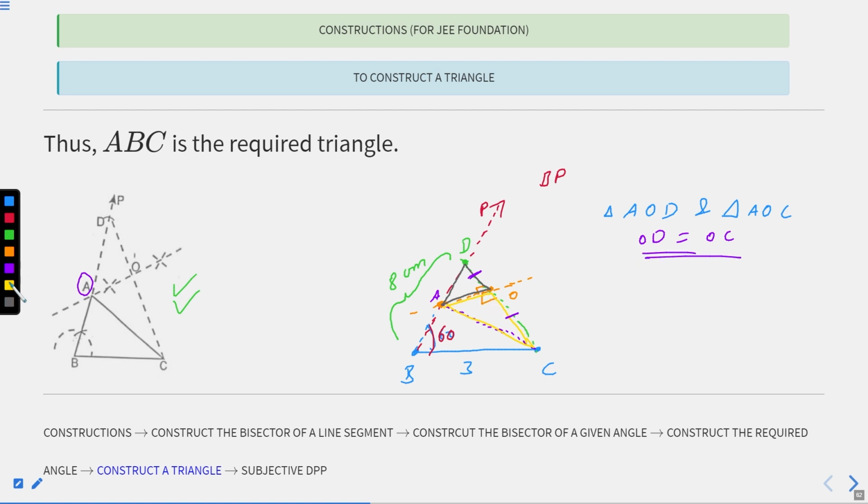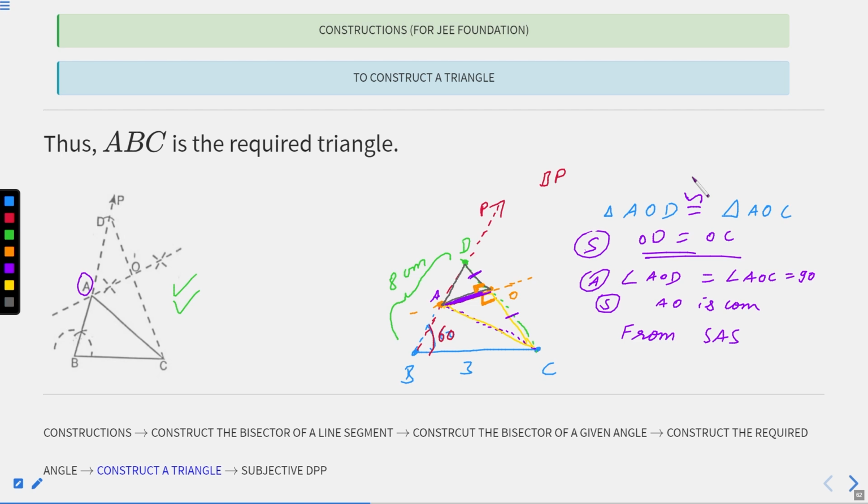Now this angle is 90 degrees because of the same reason, the perpendicular bisector, and both are equal to each other. So angle AOD is equal to angle AOC, both are 90 degrees. And AO, this side of both triangles, is common. So side, angle, side. From this rule, side-angle-side, we can easily say that both triangles are congruent. And if they are congruent, then the corresponding parts of the congruent triangles must be congruent.